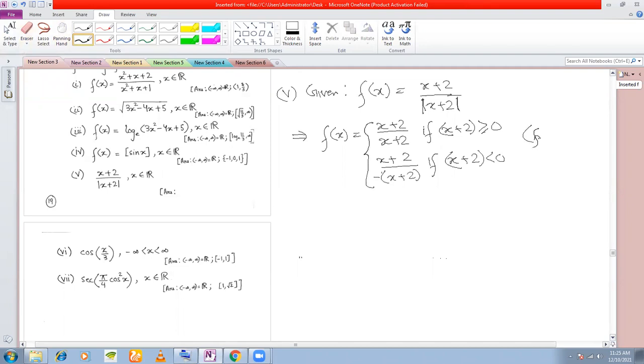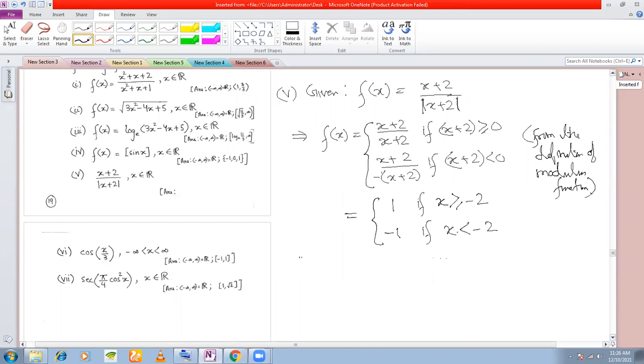Okay, from the definition of modulus function. Is this step clear? Yes, sir. Okay, so now what do you get here? x plus 2 by x plus 2. These two will cancel, so you'll get 1 if x is greater than or equal to minus 2, and minus 1 if x is less than minus 2. Okay, so these are the values that you are getting here.